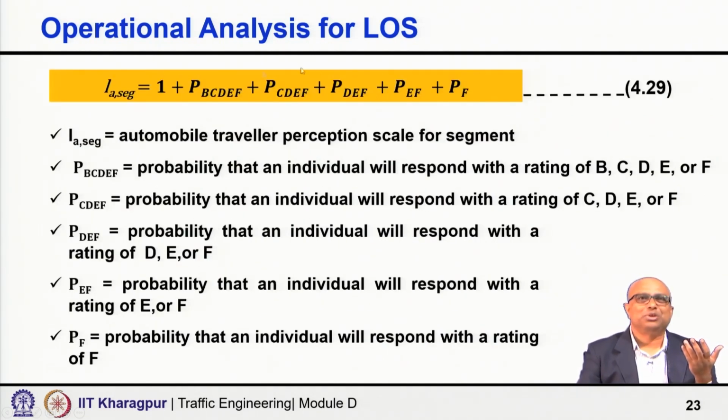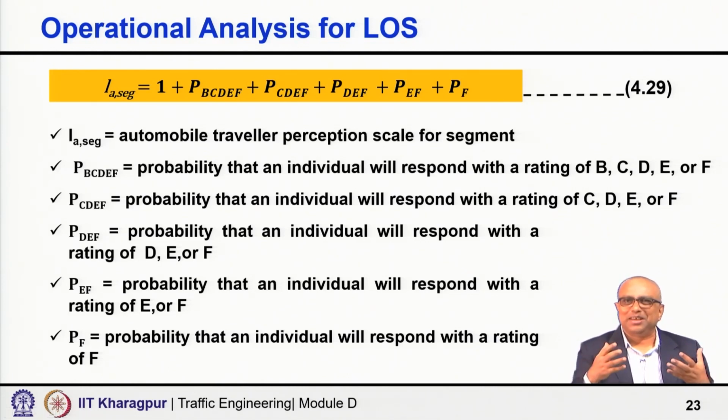How do we calculate it? There is an equation given like this, which is basically the automobile driver perception score for the segment, and P(B,C,D,E,F) is the probability that an individual will respond with a rating of B, C, D, E or F. Similarly, P(C,D,E,F) is the probability that an individual will respond with a rating of C, D, E or F, and so on. Similarly, P(F) is the probability that an individual will respond with a rating of F. So, it is basically collecting behavioral data, A maybe 1, B 2 and so on, and then they analyze the data and develop different models.